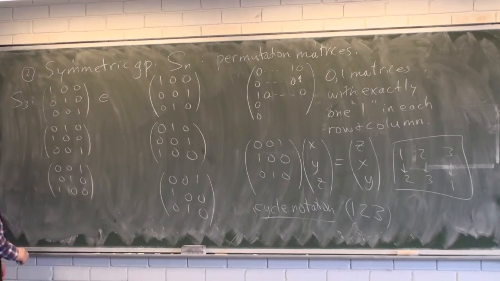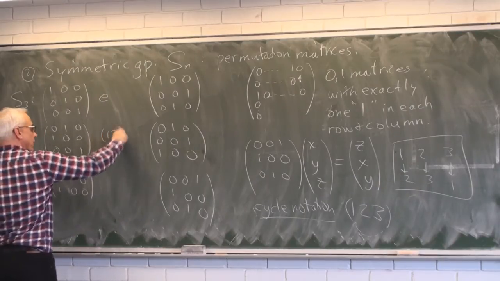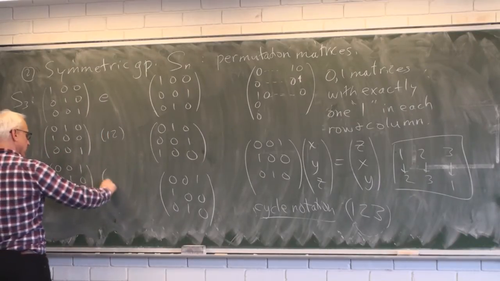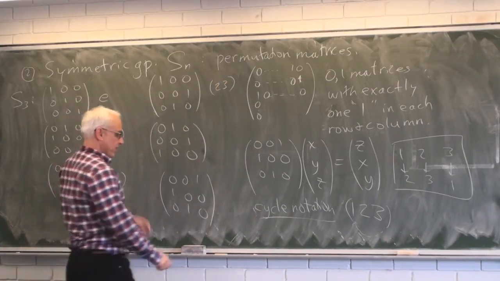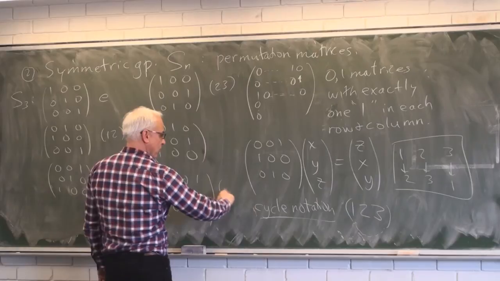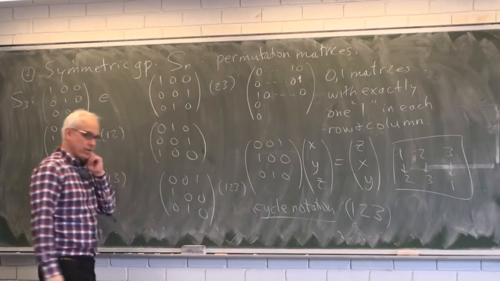This is the identity. This one here permutes 1 and 2. This one permutes 1 and 3. This one permutes 2 and 3. This one we've decided was permutation 1, 2, 3. What about this one?